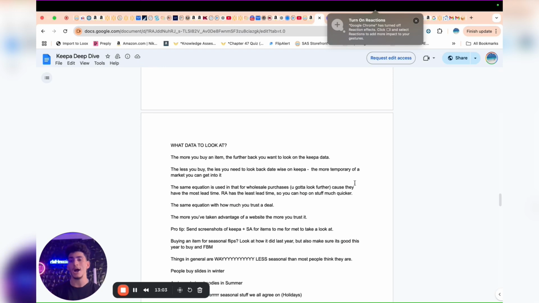So if you want to buy 100 to 1,000 units of a product, you want to look more back at the Keepa chart, because that's going to give you a good indication of how stable this product is going to be in the future. Can I rely on the price to stay fairly similar to where it is now and to where it was in the past? The less you buy of a product, the less you need to look back at the data on Keepa, and the more temporary of a market you can get into.